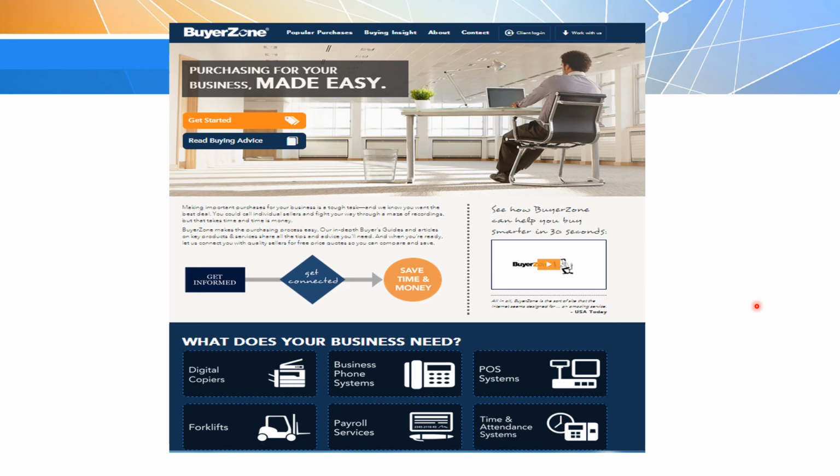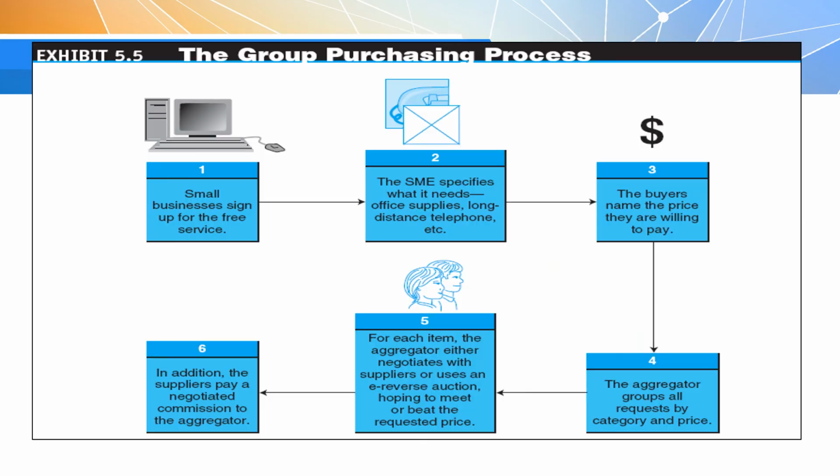Ini contoh group purchasing. Okay, yang provide group purchasing concept. So the group purchasing process: small business sign up for a free service. The SME specifies what he needs to supply. The buyer names the price they are willing to pay. And then the aggregators group all requests by category and price.